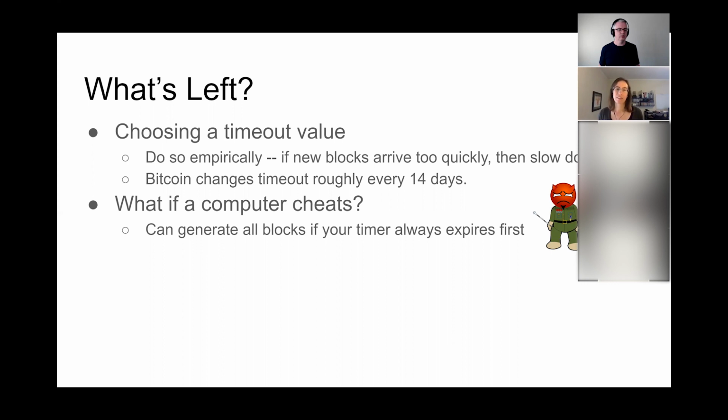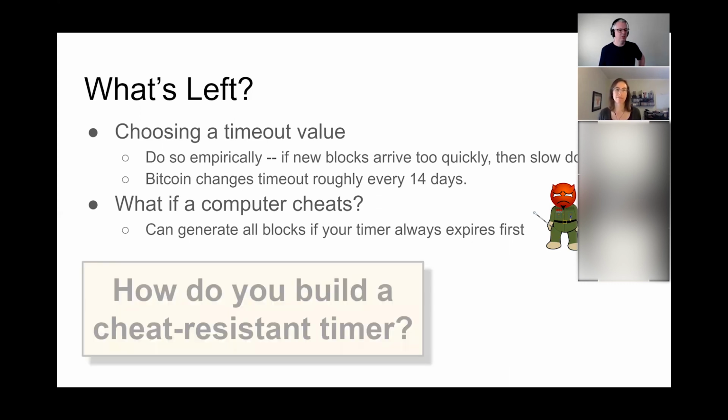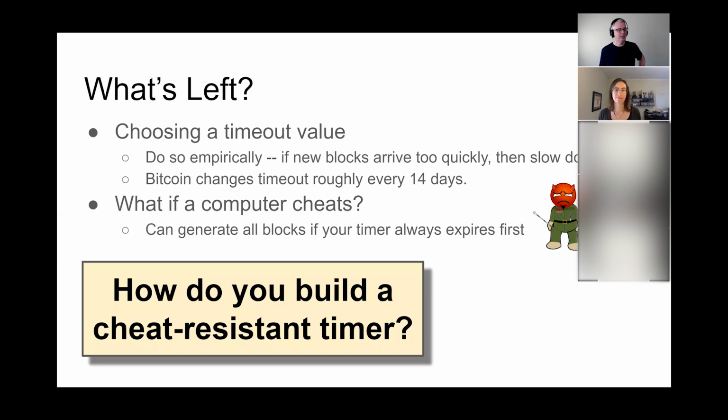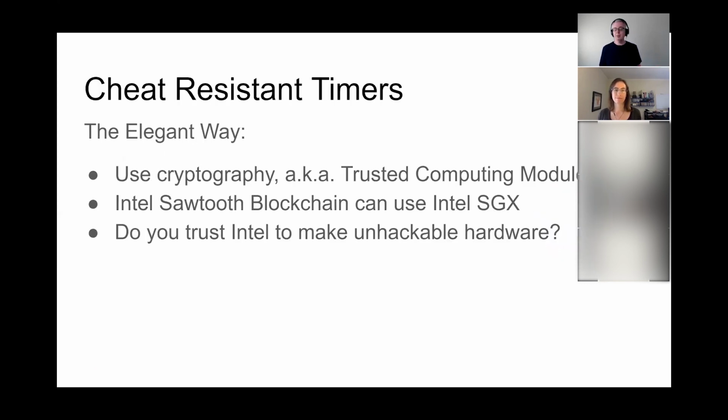But then there's one other issue, which I've sort of ignored so far, which is what if a computer cheats? What if one of your computers lies about its timer expiring first? That's really bad, because it means that one node could earn all the tips, as I mentioned a second ago, by adding all the transactions to the blockchain, and no one else will give it a chance to add any blocks. So how do we make a timer that can't be cheated? And that is the key thing to this entire public consensus. And so how do you make a cheat-resistant timer?